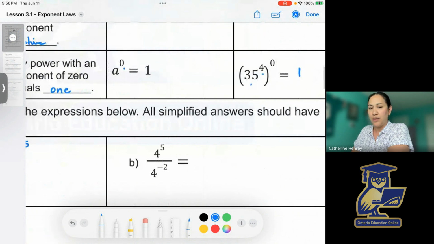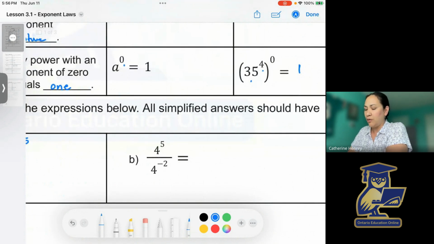Taking a look at example B, we have 4 to the power of 5 divided by 4 to the power of negative 2. So what we'll do here is we'll keep the exponents in the right order. So it's going to be the exponent from the numerator minus the exponent in the denominator. So I keep the base the same, which is 4, and I'll have 5 minus, and in this case, this is negative 2. So we're minusing a negative number, which again turns it positive. So we have 4 to the power of 5 plus 2. So that's 4 to the power of 7.